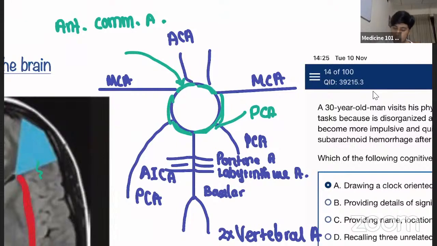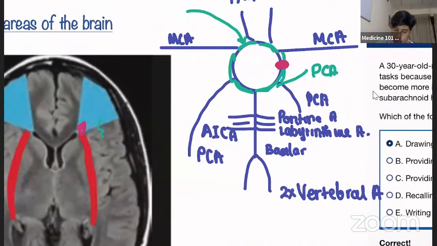Okay, let's say there's a block here. That means this region is not going to get any blood. What happens is the blood is able to go around the circle and somehow figure out a way to give blood to this region. That is the importance of this circle structure.